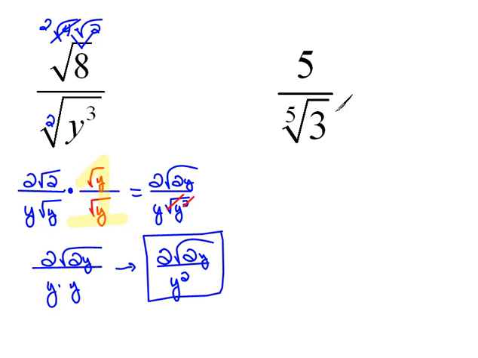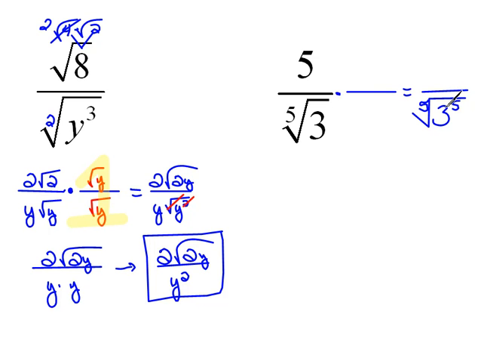Okay, now let's see if you've really got the idea. Remember, we don't want an irrational number in our denominator, so we have to figure out something that we can multiply by so that we'll get rid of that. Now, because we're working with the fifth root here, what does this power have to be in order for them to cancel out? It has to be a fifth power.